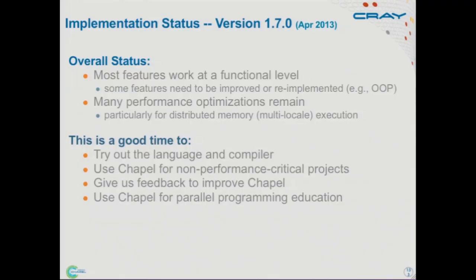So what's the status of Chapel? We do releases about twice a year, and the most recent one was in April. It's version 1.7. And overall, everything you've heard about today pretty much works at a functional level. There are a few slight caveats, like we don't actually have any distributed memory unstructured arrays and domains yet. There's nothing in the compiler that would prevent that. Nobody's just written that domain map yet. But pretty much everything else you've heard about today, particularly in the core language, works.